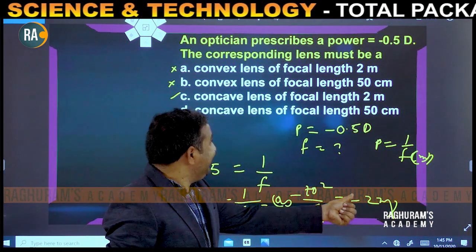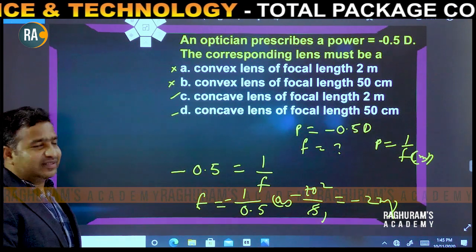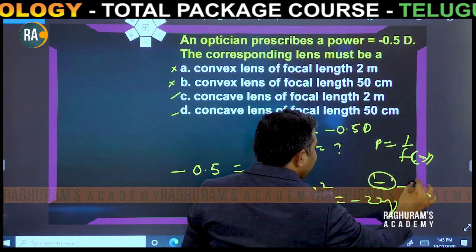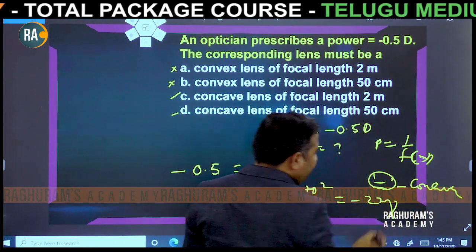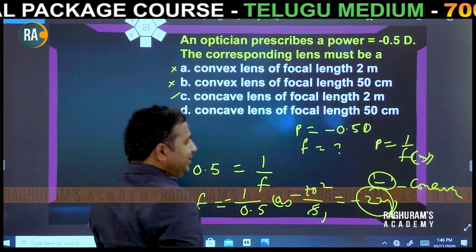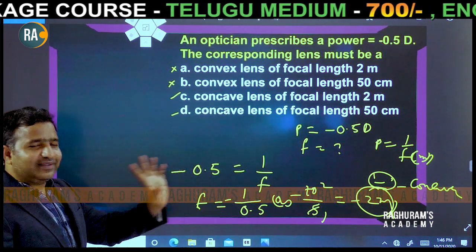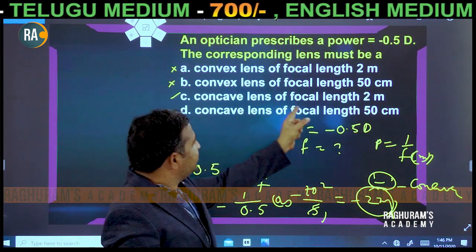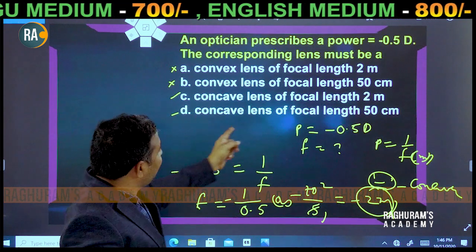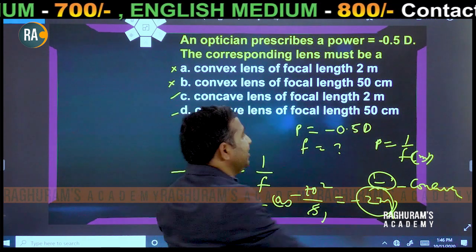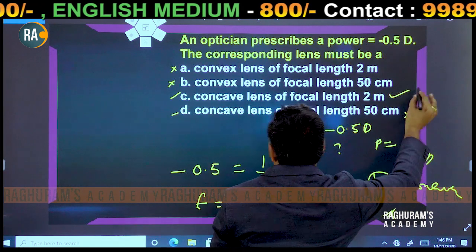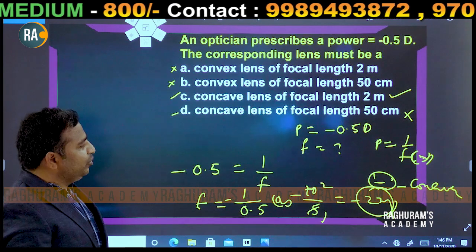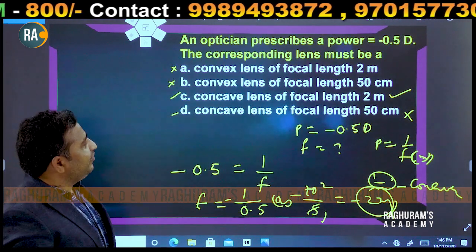The minus indicates a concave lens. The focal length is 2 meters, so it is a concave lens of focal length 2 meters. In the given options, option C is a concave lens of focal length 2 meters. Option D is a concave lens of focal length 50 centimeters, so option D is the wrong answer. Option C is the right answer.